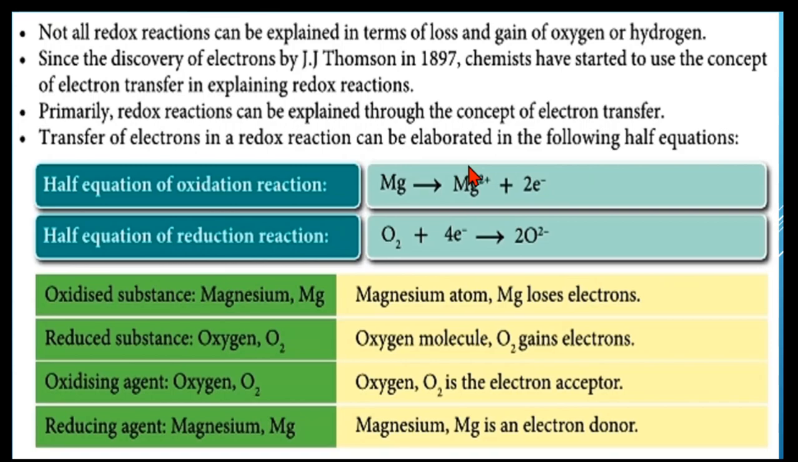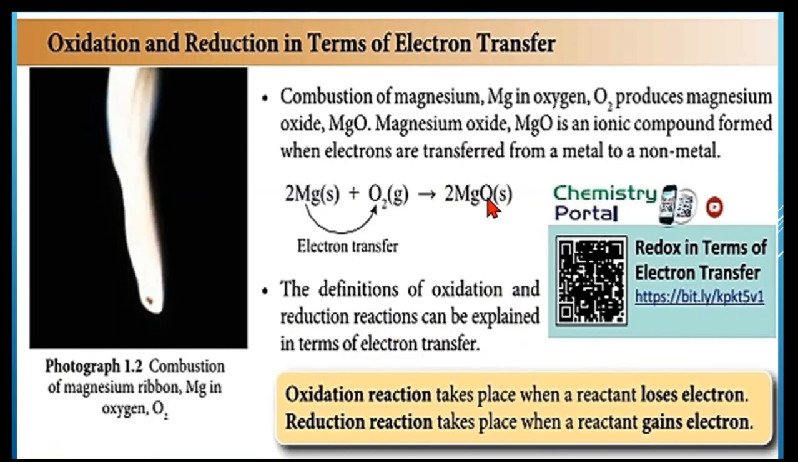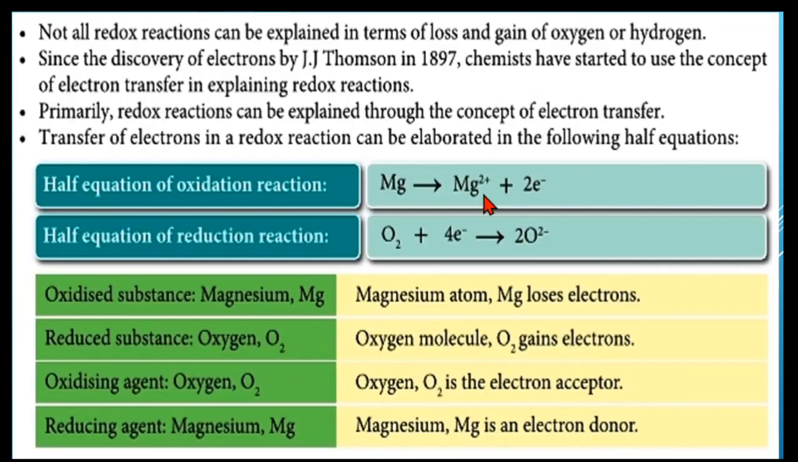So, how about reduction? The oxygen here receives electrons to become oxide ion. So now the magnesium ion and the oxide ion combine to become magnesium oxide. So, the formation of magnesium oxide involves redox, where oxidation and reduction reactions occur simultaneously.